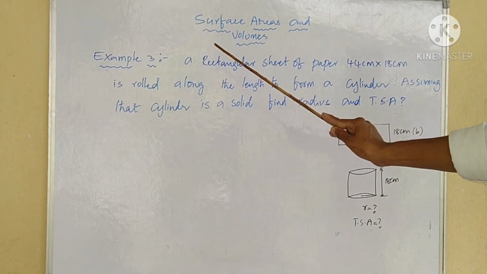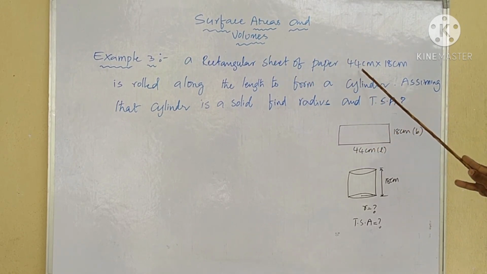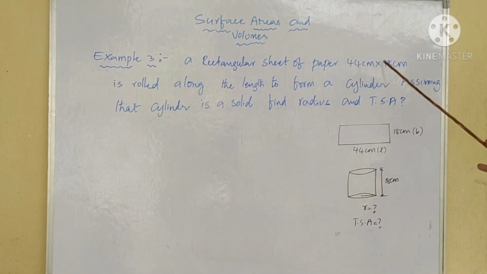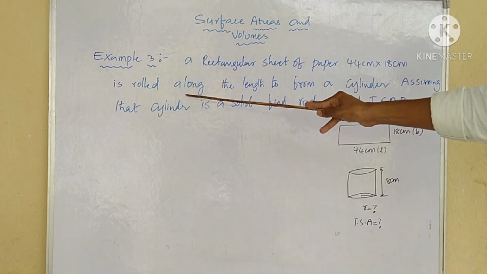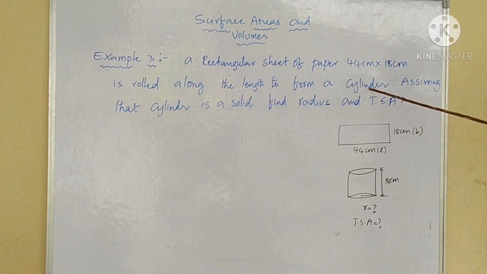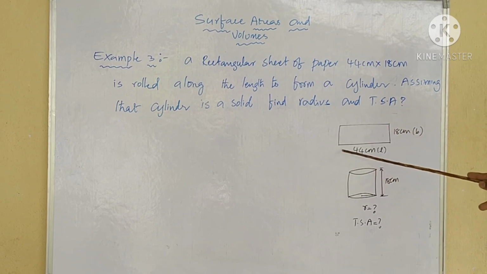This is our example 3. A rectangular sheet of paper has dimensions 44 centimeters and 18 centimeters. Here the length is 44 centimeters and the width, or breadth, is 18 centimeters. It is rolled along its length to form a cylinder.